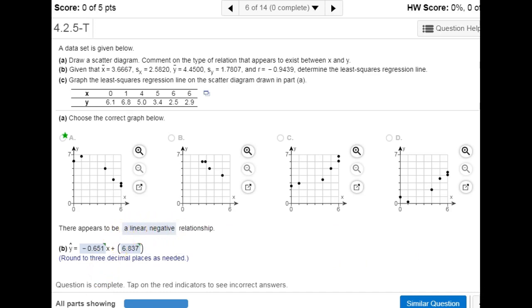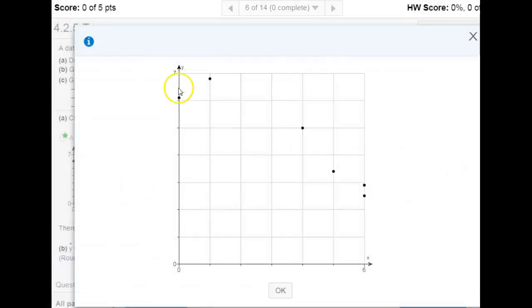So just from looking at the scatter plot, it does appear that there could be a linear negative relationship between x and y. Now to calculate the least squares regression line, which is the line that best fits through all of these points, it's the line that's as close as it can get to all of the points at the same time.